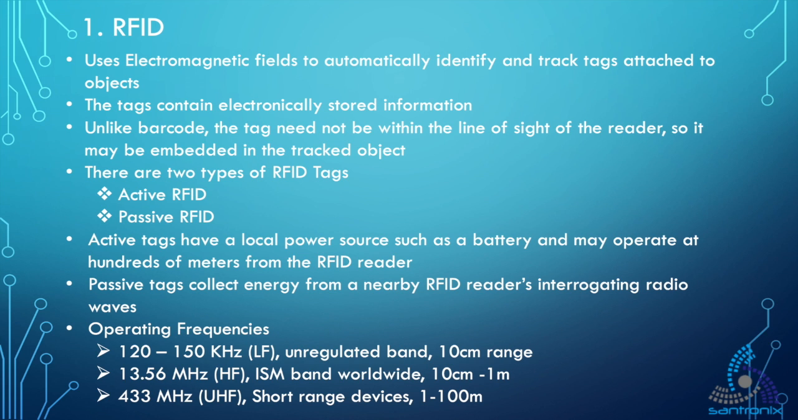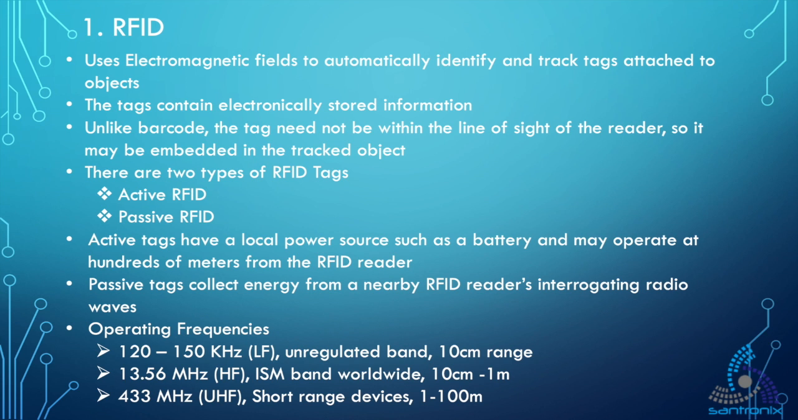The active RFID tags are powered by battery and they can operate at even hundreds of meters from the RFID reader. So there is no need for very close proximity with these kinds of tags. We could place one hundreds of meters away from the RFID reader and it could easily be tracked. Then the passive tags are the tags which do not have a battery inbuilt, and they depend on the energy that is collected from the RFID reader itself.